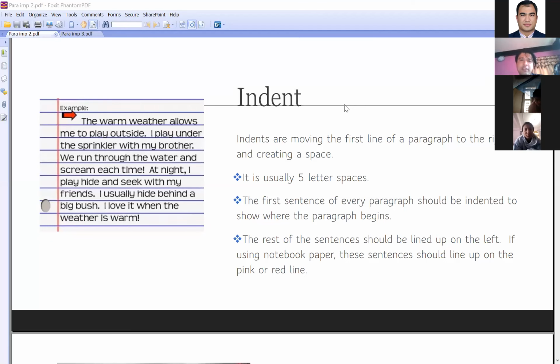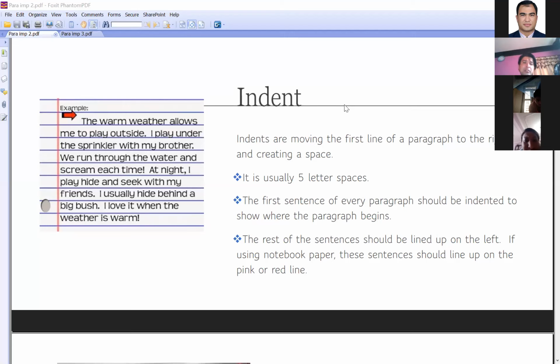So usually this indentation is a five-letter space. The first sentence of a paragraph should show where the paragraph begins. This is all about managing the spaces, which you are already familiar with. You better go through the example.